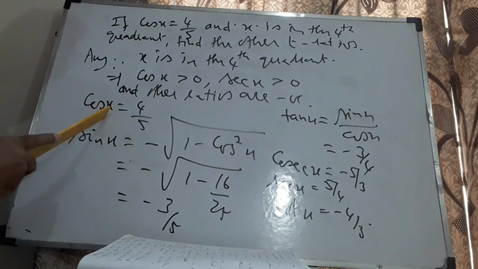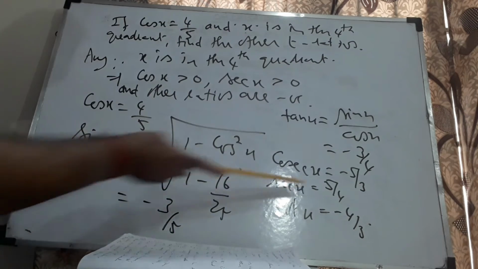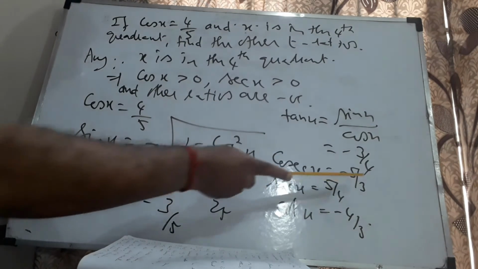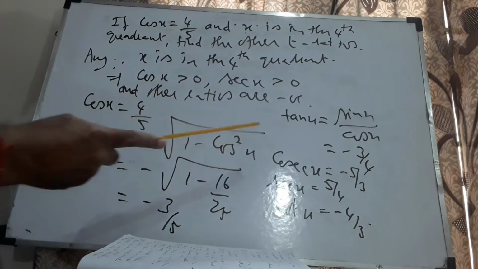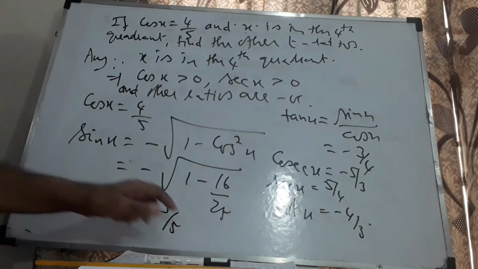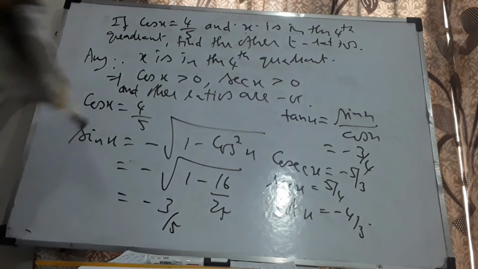Then tan x is sin by cos, so this 5 will get cancelled, and I will get minus 3 by 4. Cosecant x is the reciprocal of sin x, which is minus 5 by 3. And cot x is the reciprocal of tan x, which is minus 4 by 3. This is how you get the answer.